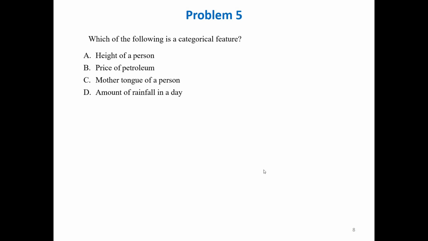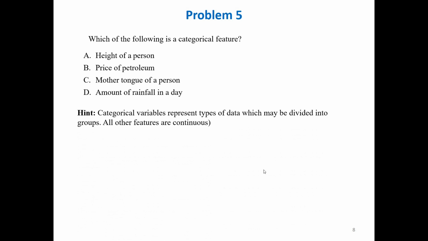Mother tongue of a person. It is categorical. It can be Hindi, English, any one language out of 3-4 languages. So mother tongue is categorical. Amount of rainfall in a day, 100% rainfall, 90%, 10% rainfall, it can be anything. It is a continuous value. It is not a categorical feature. So C is the correct option.